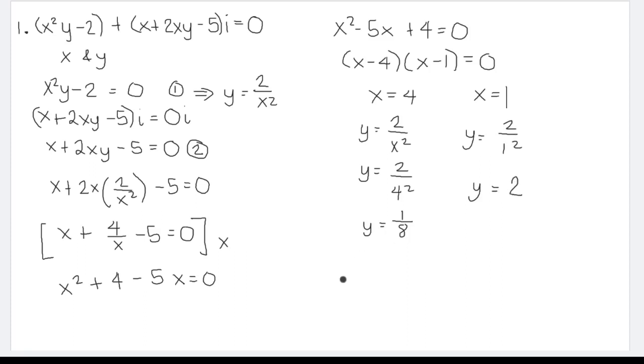Therefore, the answer for number 1, the value of x is equivalent to 4 and the value of y is equivalent to 1/8. So for the second answer, we have 1 and 2. So this is the answer in number 1 example. If we want to check, we can substitute the values of x and y to the original equation and we'll arrive at 0.